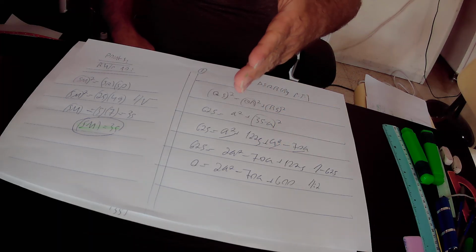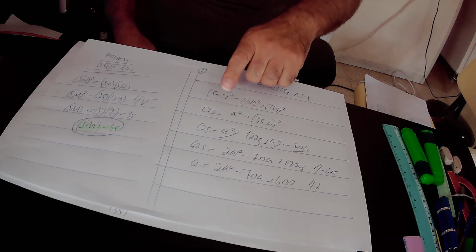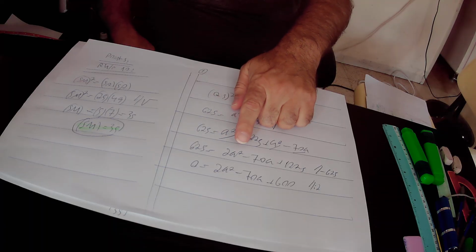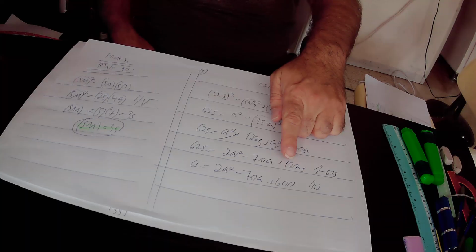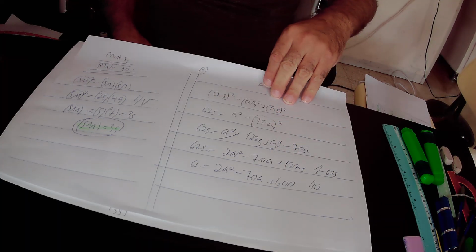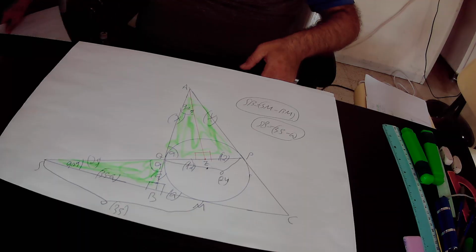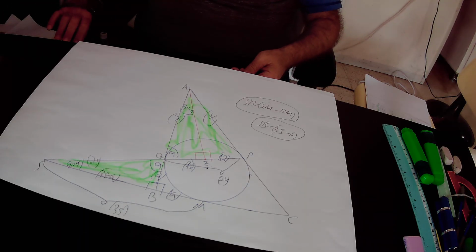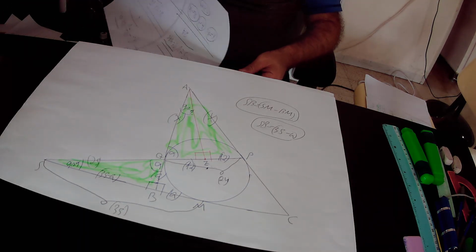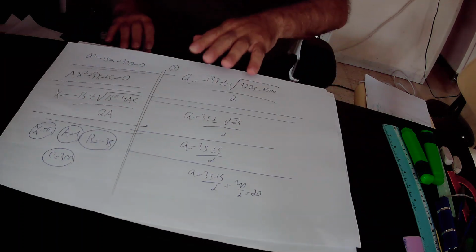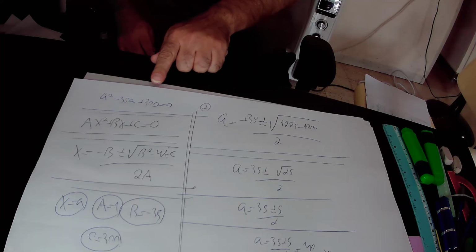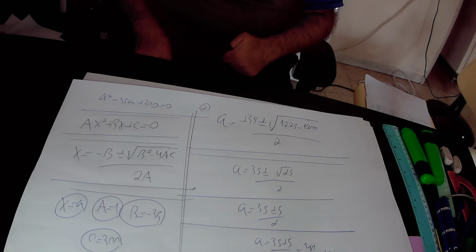Here we divide this equation by 2. 0 over 2 is 0, 2a squared over 2 is a squared, 70a over 2 is 35a, and 600 over 2 is 300. And so we find that a squared minus 35a plus 300 equals 0.